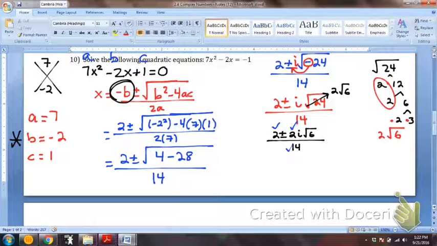Do we ever touch what's inside the radical? No. Never. Okay, so if I divide each of these things by 2, I get 1 plus or minus I square root of 6 over what? 7. Excellent. It is a lot of work. Okay, but you've got it.